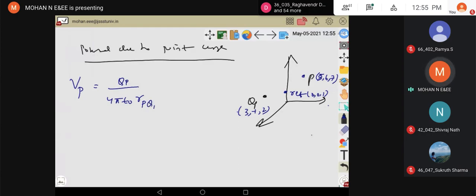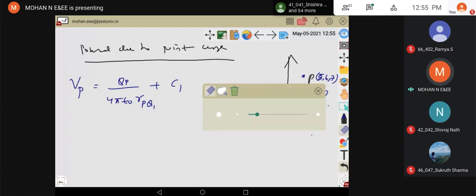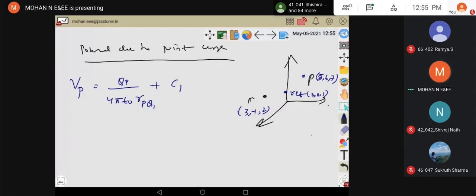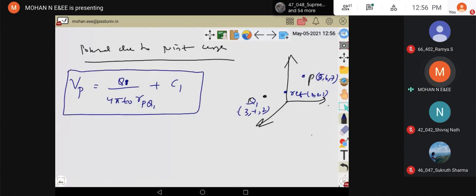Q1, I can write like this, plus C1. So instead of QP, I'll take this as Q1 so that you'll understand it better. Now C1 is the constant I'm required to find out, because this is the equation when the reference is not at infinity. So you're supposed to find the equation. Yes, this is exactly the equation.